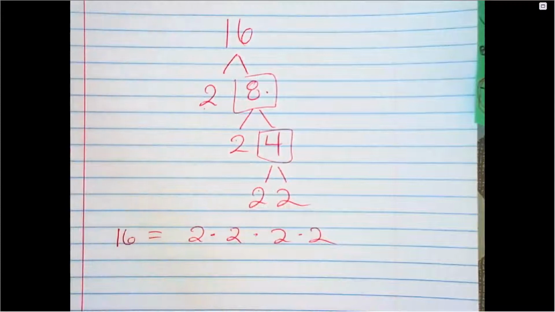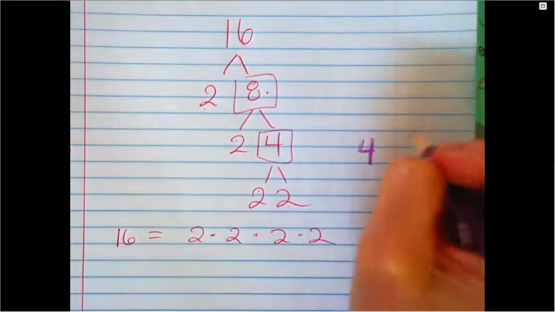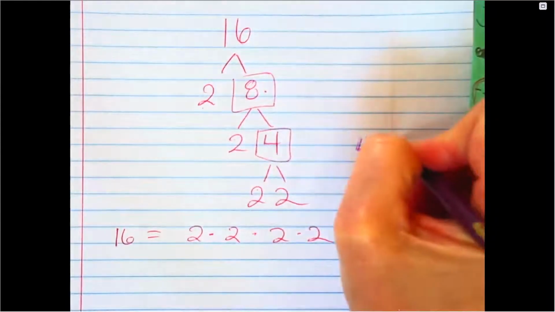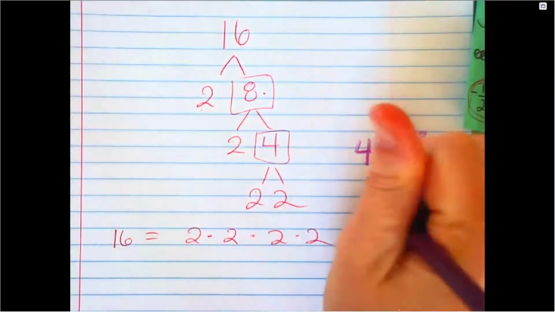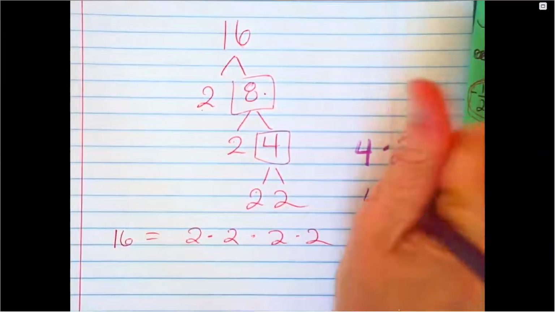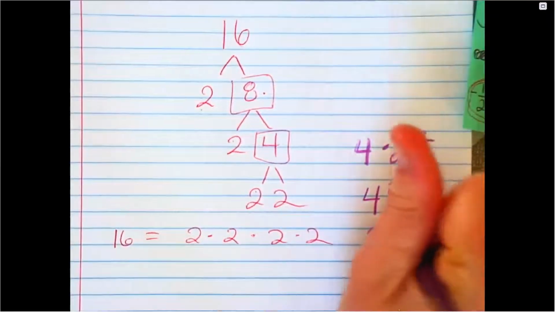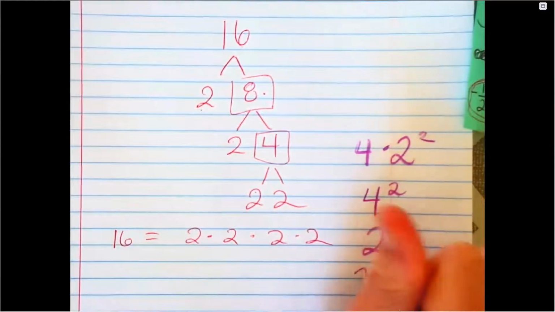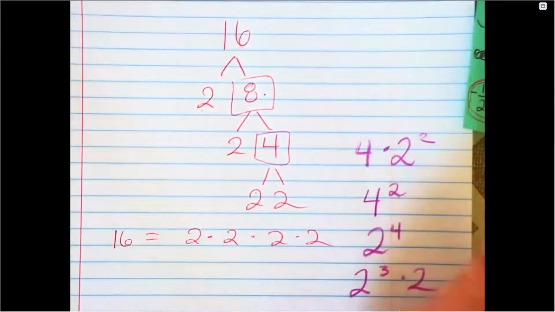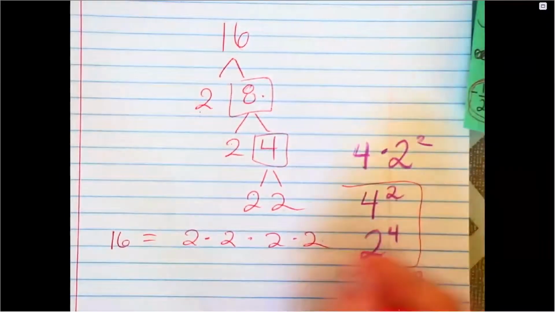So I could write 16 as 4 times 2 squared. I could also write it as 4 squared. I could also write it as 2 to the 4th power. I could do 2 to the 3rd power times 2, which is kind of stupid because that's the same base. But these are the kind we were looking for.